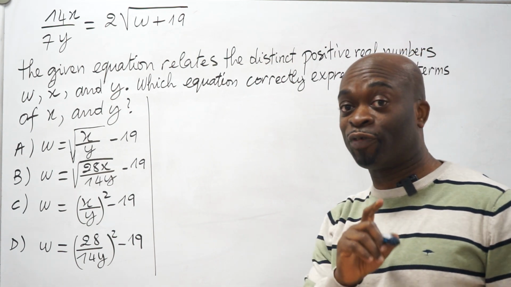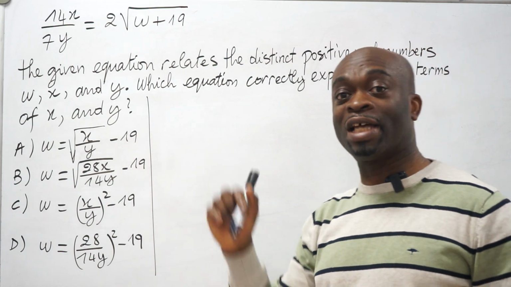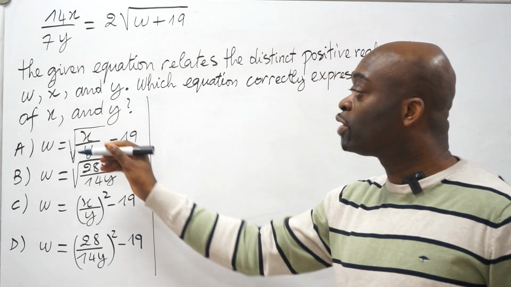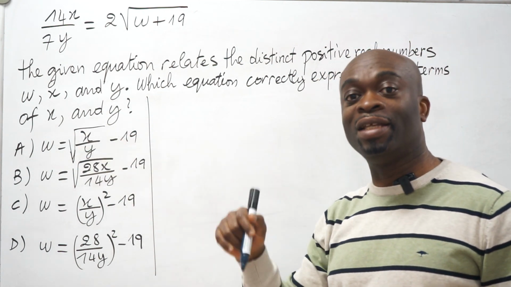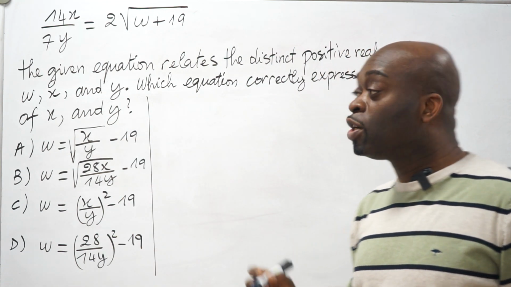All right, but do not forget about something. The problem is that we want to express the w in terms of x and y, so that means in the final answer, we need to see x and y, the same way as we just see them here. So let's go for it.